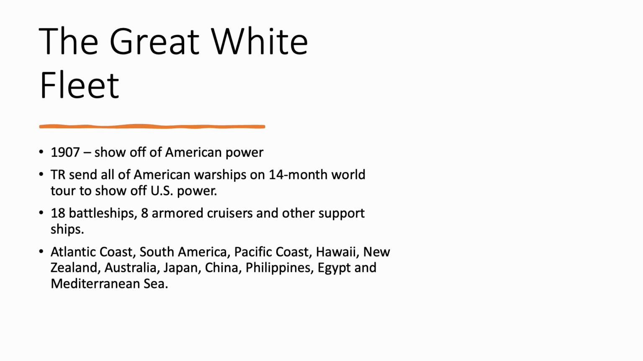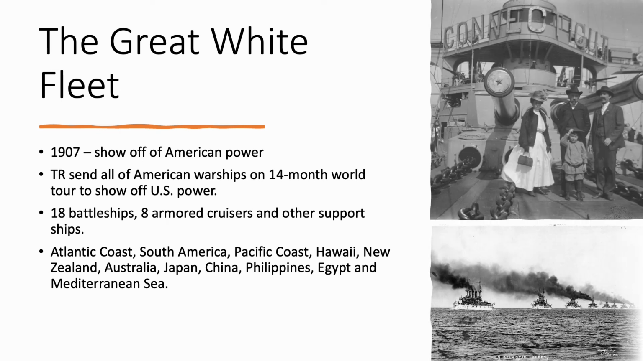Another show of power that Roosevelt does is the Great White Fleet. So in 1907, he is going to send all of the American warships on a 14-month world tour to show off the United States power. This world tour is going to consist of 18 battleships, 8 armored cruisers, and other support ships. And they travel the entire world.